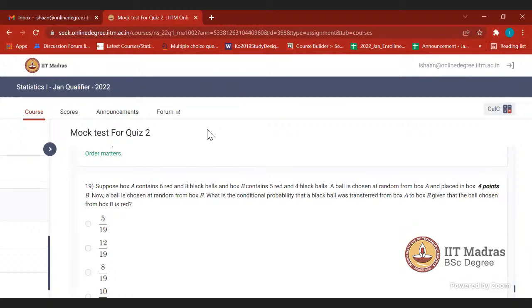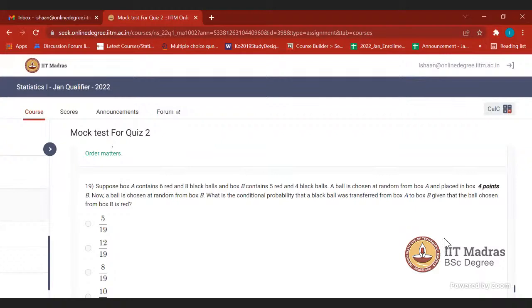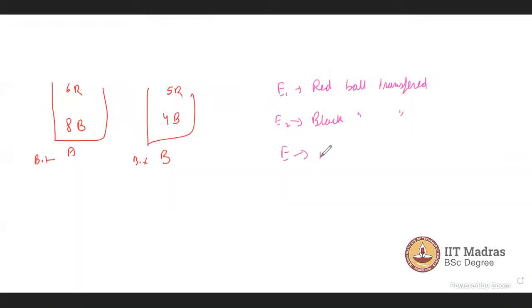Okay. So there are only two possibilities, right? Let me define the event. E1: red ball is transferred to box B, or E2: black ball is transferred, right? These two are the only possibilities. Next is, what is the conditional probability that a black ball was transferred from box A to B, given that the ball chosen from box B is red? Okay. So let's say event E is that the ball chosen is red from box B, right?